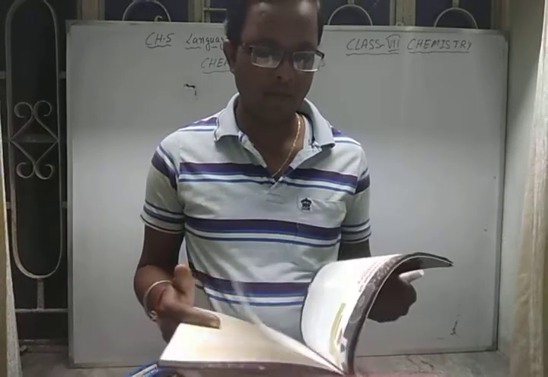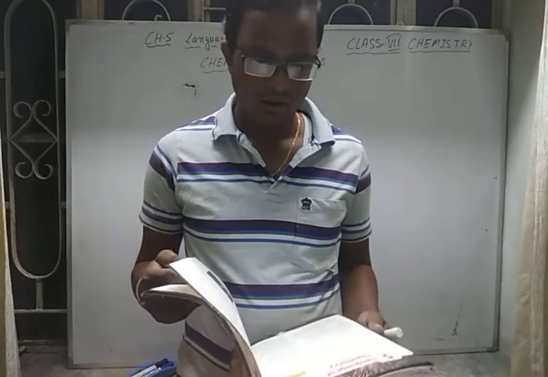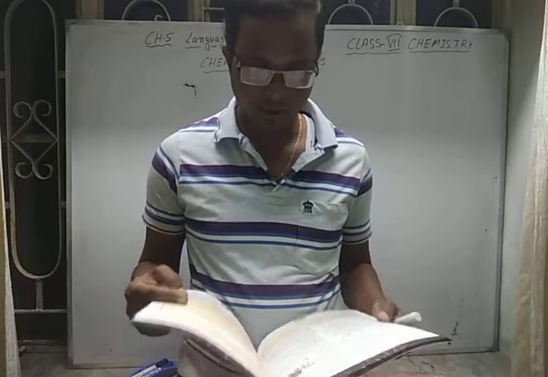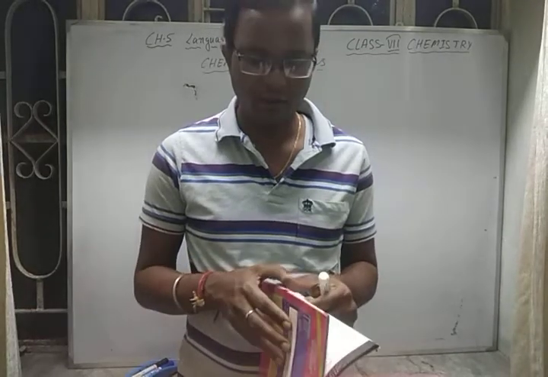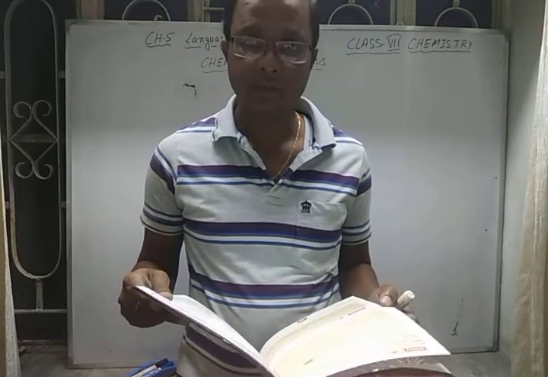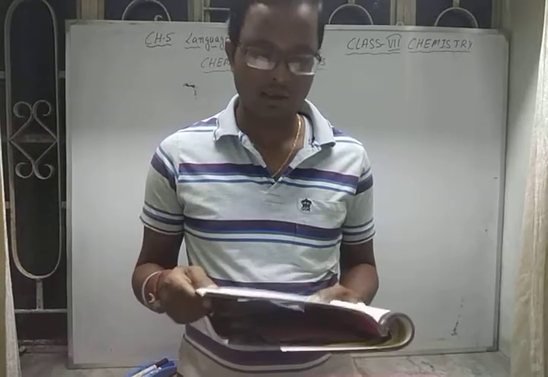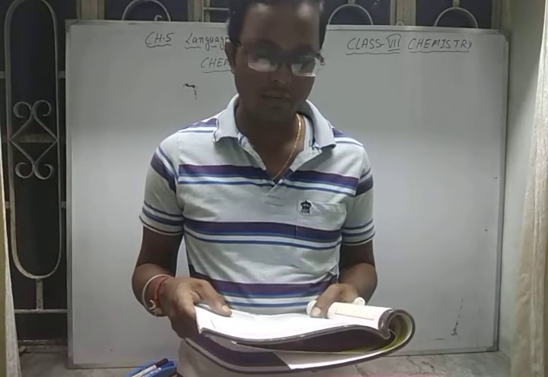As we have started our new chapter number 5, language of chemistry. In the last video, we completed up to the characteristics of chemical reaction, up to the formation of precipitation reaction, types of precipitation reaction. In today's video class, I am going to start with chemical equation.